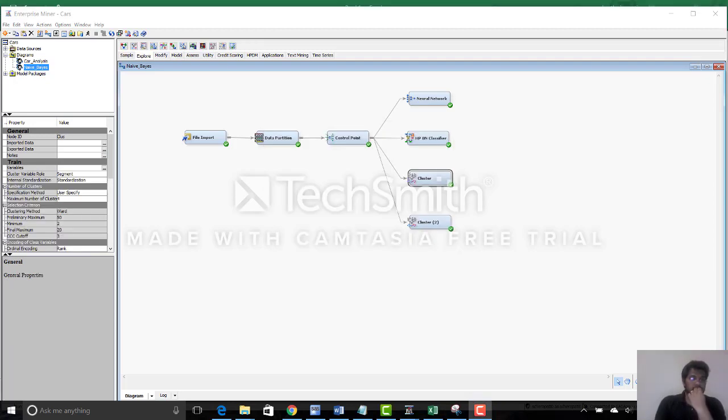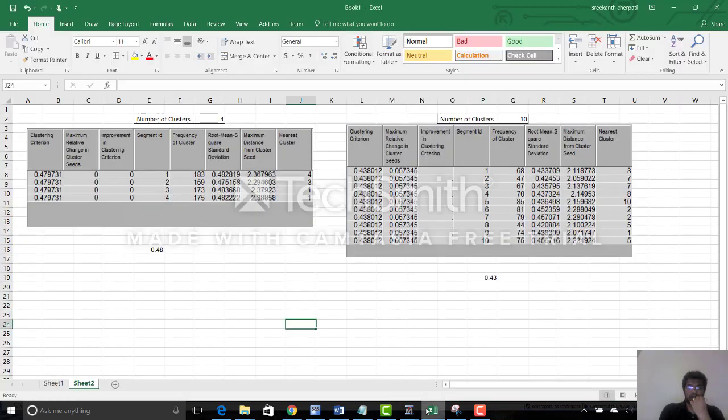The third concept I would like to discuss is clustering. I have made 2 clusters over here. When I click on these clusters, I've selected the specification method to be user specify, so that I can input how many clusters I want, and this gets converted into k-means clustering. I have selected 4 clusters for the first one and 10 clusters for the second one, and I've run both of them and collected the results into an Excel sheet over here.